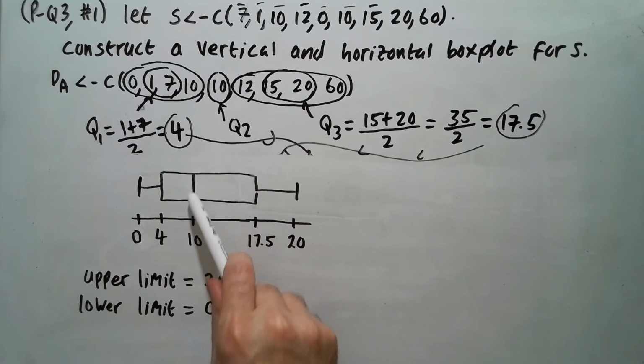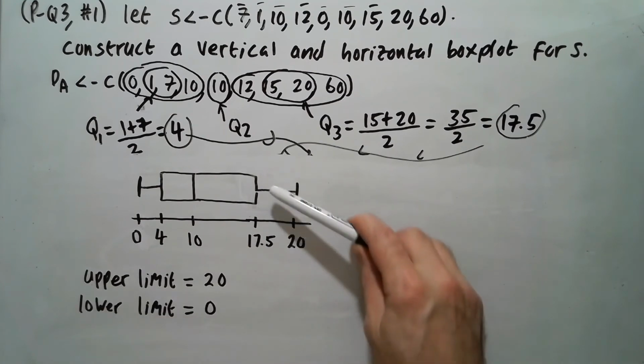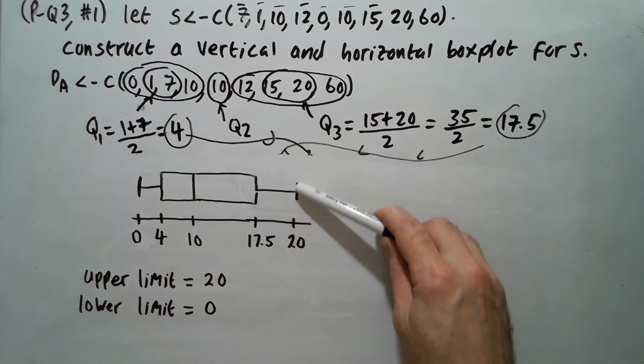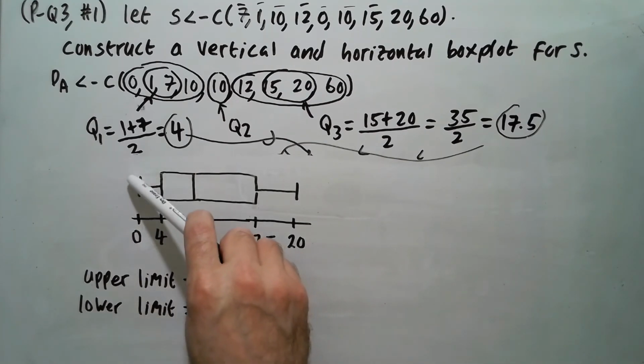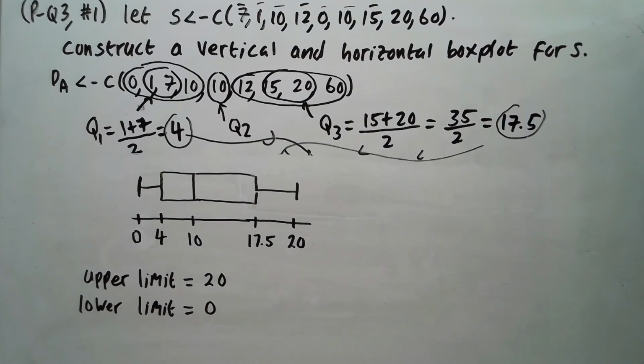Put a line here where the median is. And then our upper limit we found was 20, so you're going to do a little arm here coming off that one. And then our lower limit was 0, so again, a little arm coming off this one. So this would be our box plot.